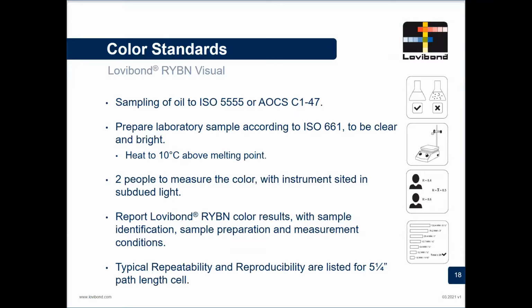So when it comes to reporting here, we should be reporting our red, yellow, blue, neutral values. In the case of an edible oil, it's going to be red, yellow with a blue, or red, yellow with a neutral, and the fourth value is going to be 0. But we're also going to probably want to report what our sample was, what steps we did in the preparation, did we filter it, did we heat it up, what path length we used in our measurement cell, because that's going to make a difference in what our color result is, and then maybe any other measurement conditions that might be pertinent to the measurement.